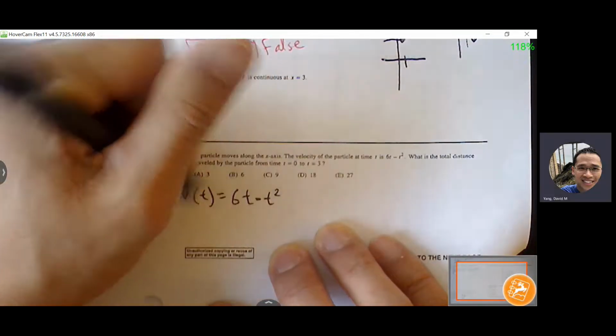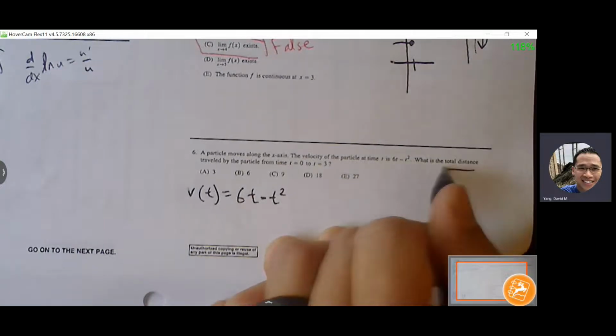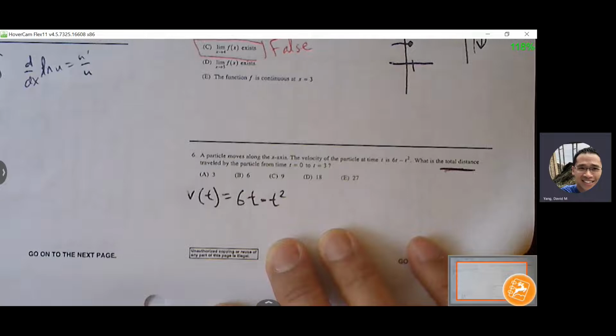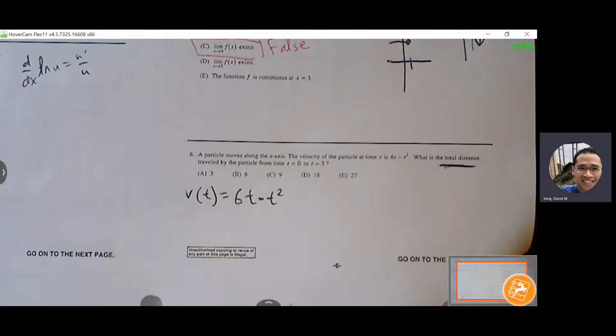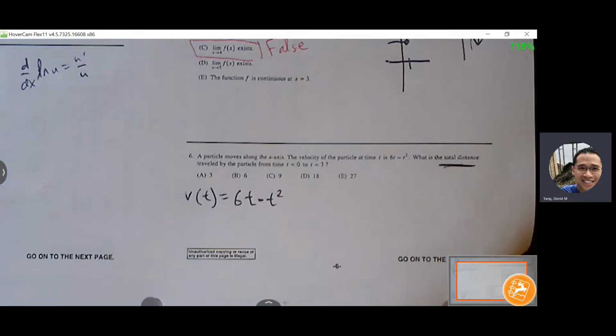Would it matter if there's a change in direction because it's total distance? Yeah, it would matter because if there's a change in direction, then the integral is going to give us a negative value. We have to take the absolute value of each region. Okay. But this is a little bit easier because we're going to see that from 0 to 3, there's no change in direction. Otherwise, we have to look at each region and make sure every region is positive.